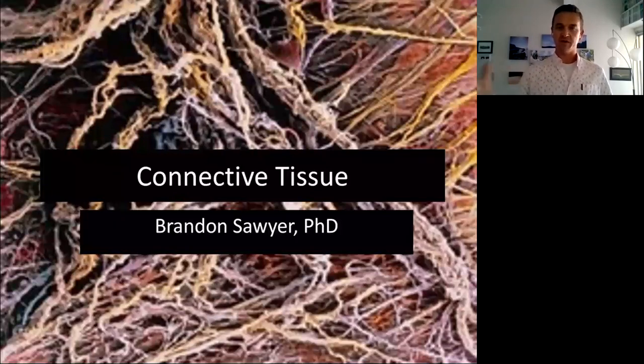And now we're diving into our next tissue, which is connective tissue. Last class, we talked about histology and tissue in general, and then we moved into epithelial tissue, and talked about both types of epithelial tissue. And now we're going to dive into our next tissue, which is called connective tissue.